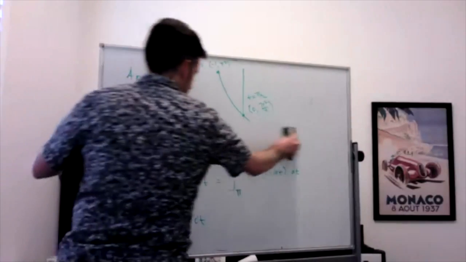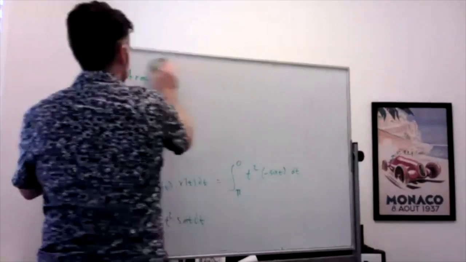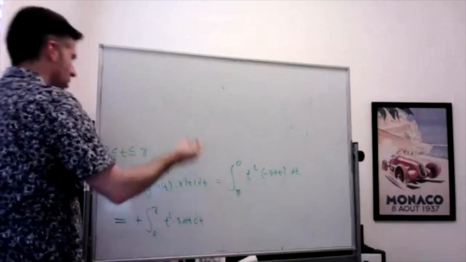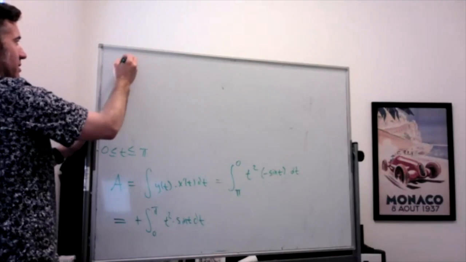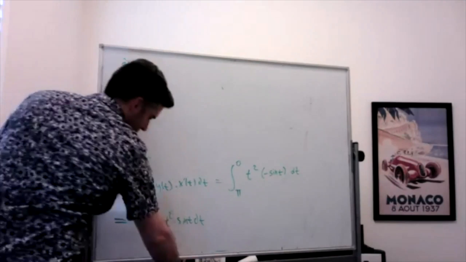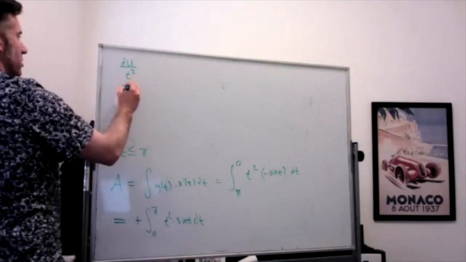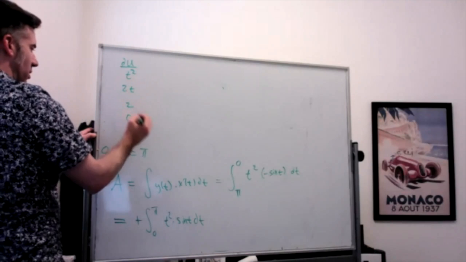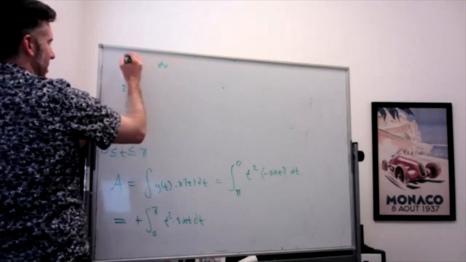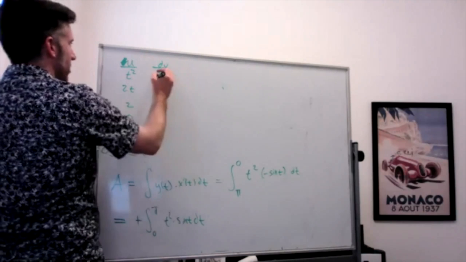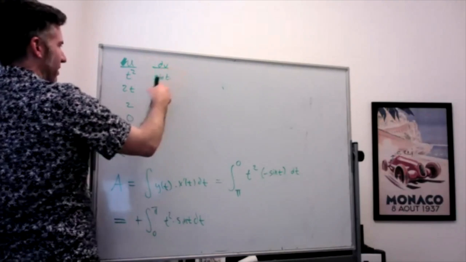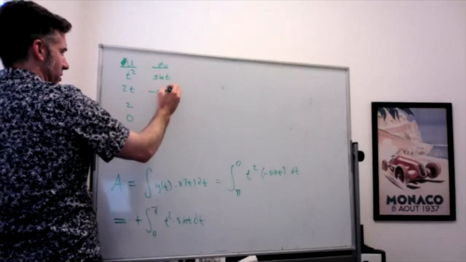We know how to integrate this. I'm going to use tabular. So my integration by parts, my u is going to be t squared, and then the derivatives are going to be 2t, 2, and 0. My dv is going to be sine of t, and the antiderivative is negative cosine of t.